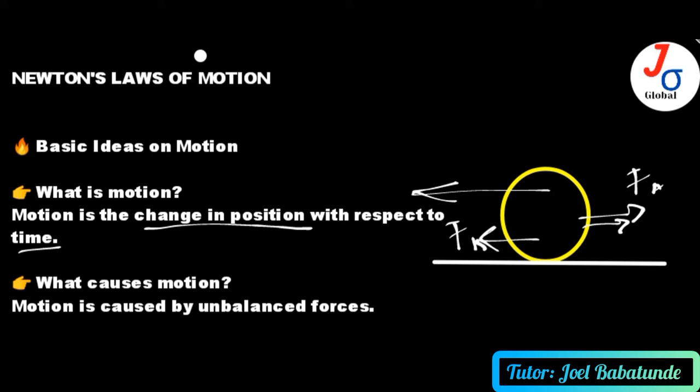So when the forces are unbalanced, then motion has to occur. But if the forces that are acting on the body are the same, then the body is going to be stationary. That means it's not going to move, it's going to be at rest. So unbalanced forces cause motion.